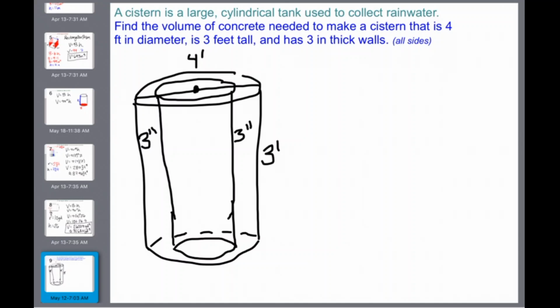All right, so we're going to have to do some calculations here. So we want to basically find the volume of the concrete needed. So we're not finding the volume of the inside container, but we're finding the volume of the container itself. So like the whole thing minus the inside that we've drawn here.